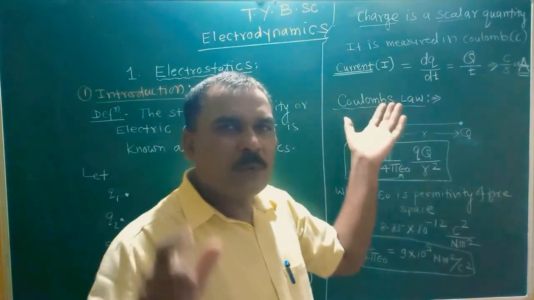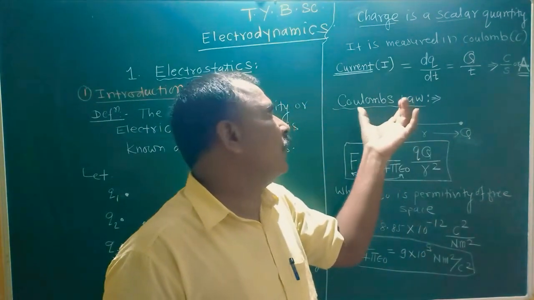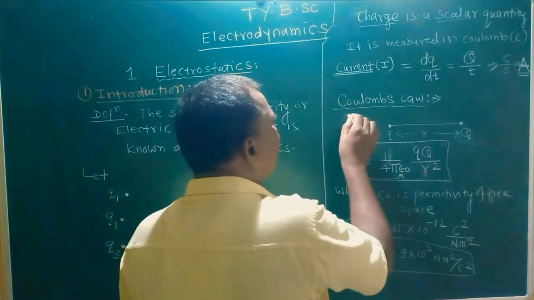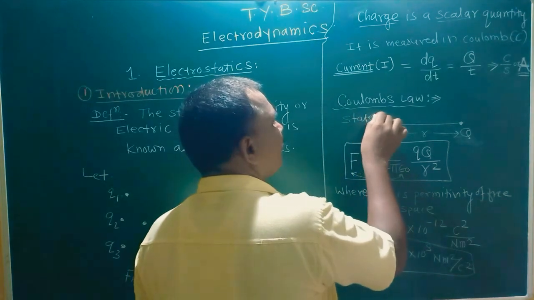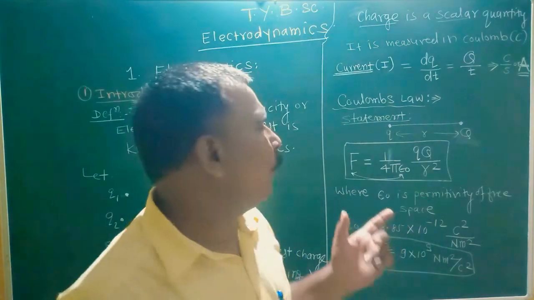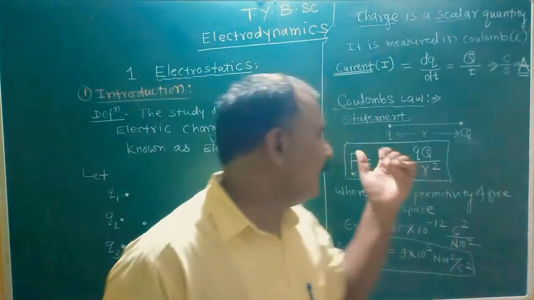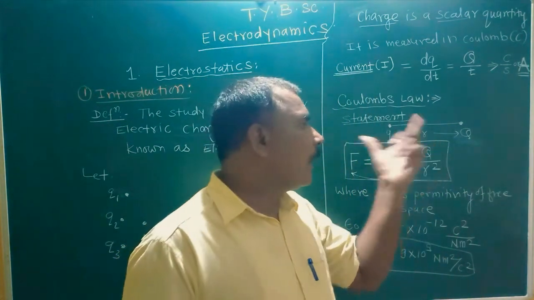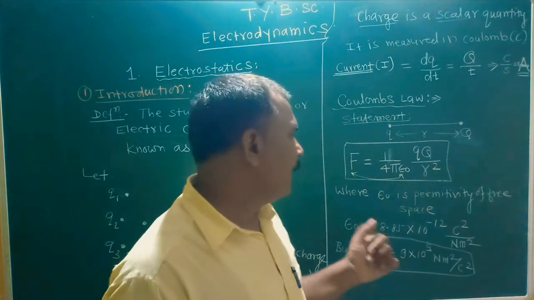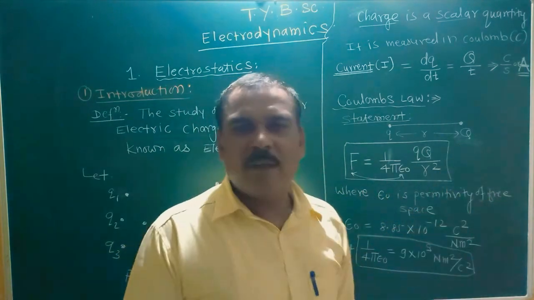We also studied one more important law in 11th standard and BSc first year, that is Coulomb's law. The statement of this law we have already studied, we just have to revise it here. The force of attraction or repulsion between any two point charges is directly proportional to the product of their charges, and inversely proportional to the square of the distance between them, where epsilon 0 is called the permittivity of free space.